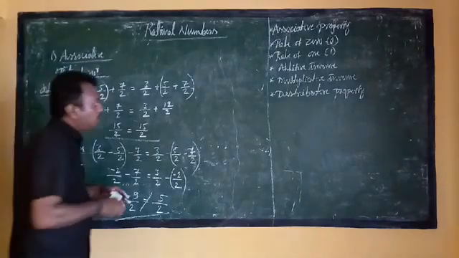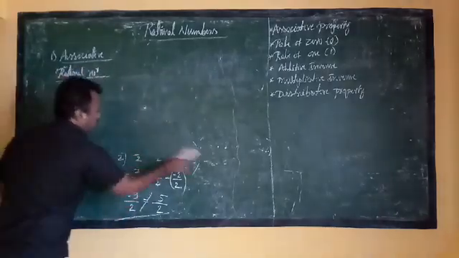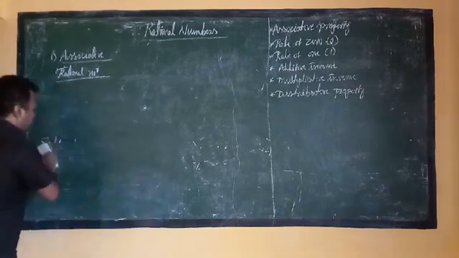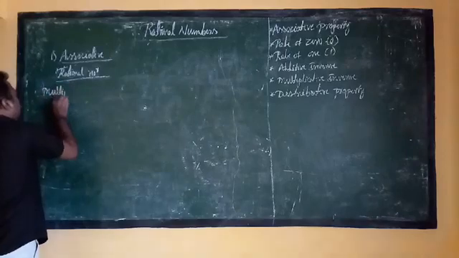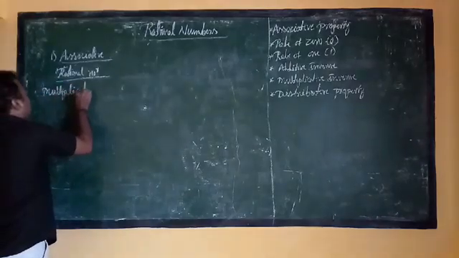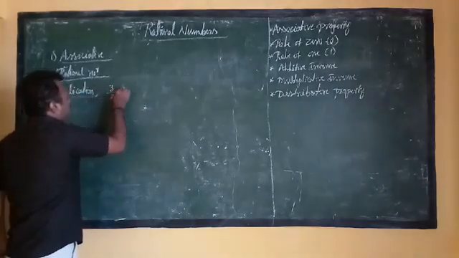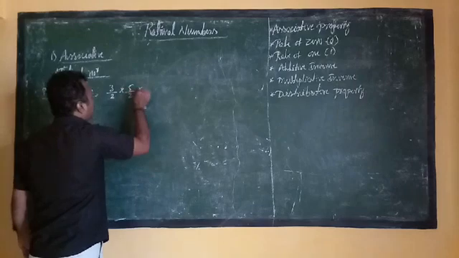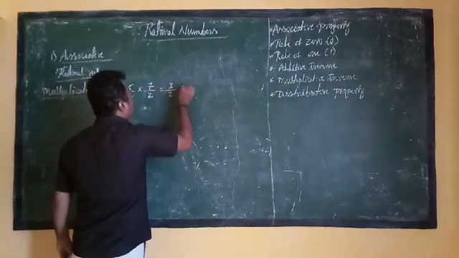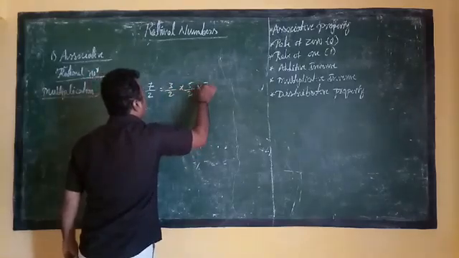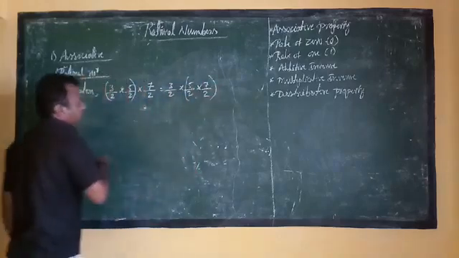Got it? So like that, multiplication. So let us check it. Multiplication. 3 by 2 into 5 by 2 into 7 by 2 is equal to 3 by 2 into 5 by 2 into 7 by 2. So the first two rational numbers I will make one group, and the last two numbers I will make another group.